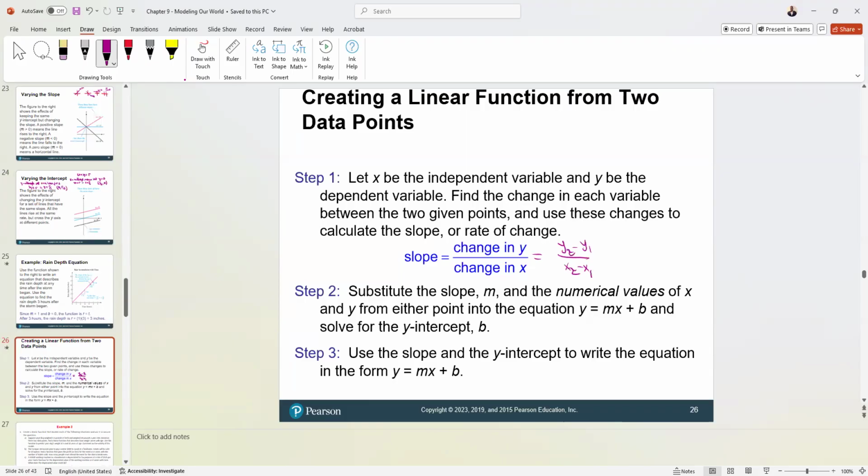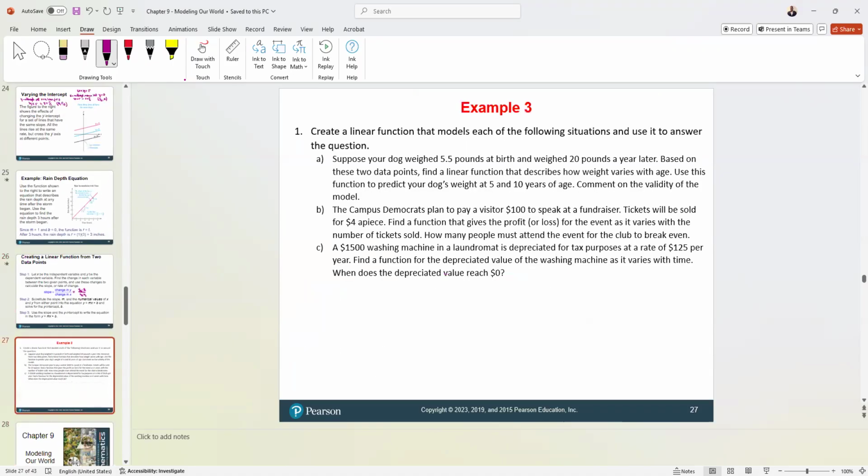Okay, substitute this slope m and the numerical values of x and y if you want to write in the form y equals mx plus b. And you can use the slope and the y-intercept to write an equation in that form. So we can even create our own functions. We're going to conclude because we're going to come back with more functions.